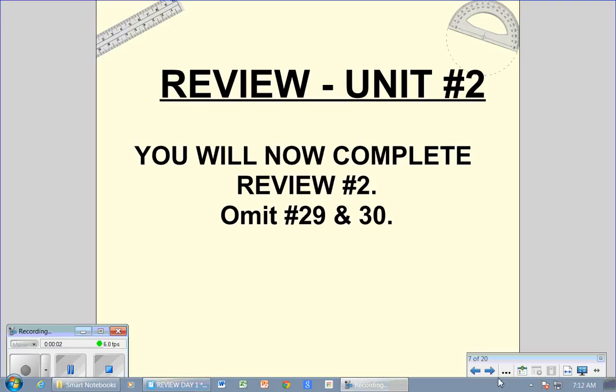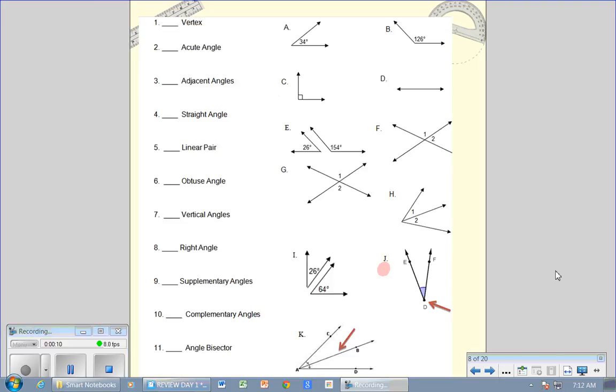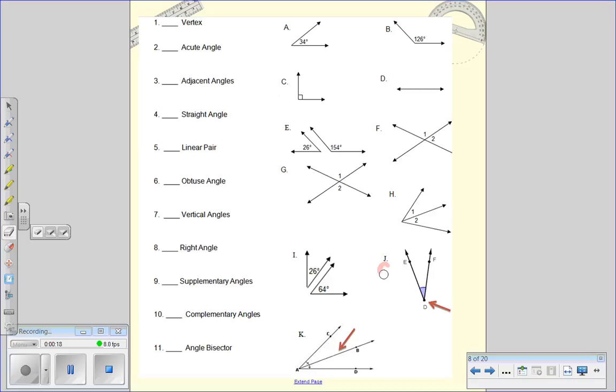This is a recording for Unit 2 review. On your review, please omit problems number 29 and 30. Let's start by matching our vocabulary to pictures that describe the words that are given.